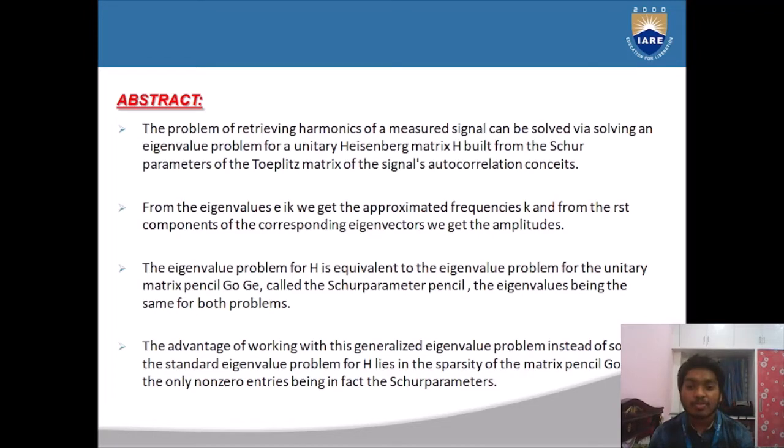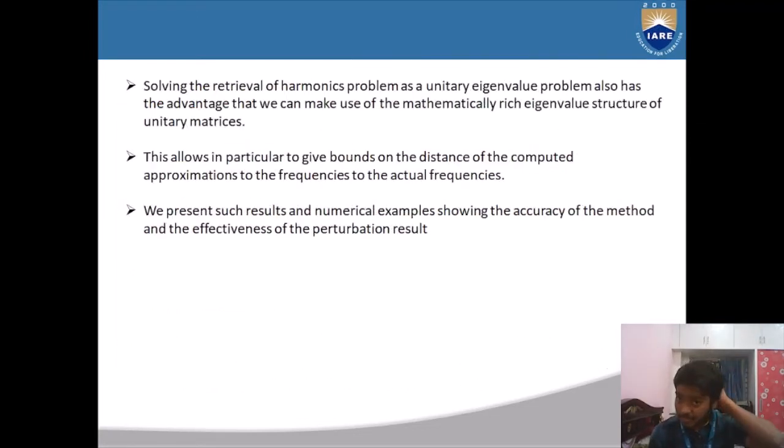The eigenvalue problem for H is equivalent to the eigenvalue problem for the unitary matrix pencil (G, G), called the Schur parameter pencil, the eigenvalues being the same for both problems. The advantage of working with this generalized eigenvalue problem instead of solving the standard eigenvalue problem for H lies in the sparsity of the matrix pencil, the only non-zero entries being in fact the Schur parameters.